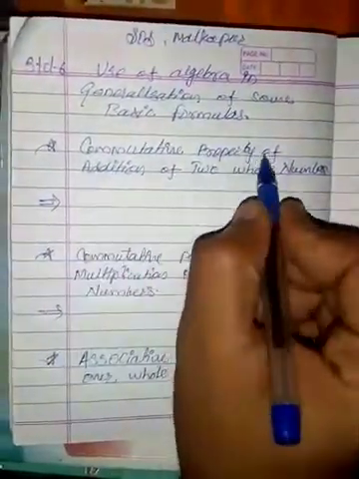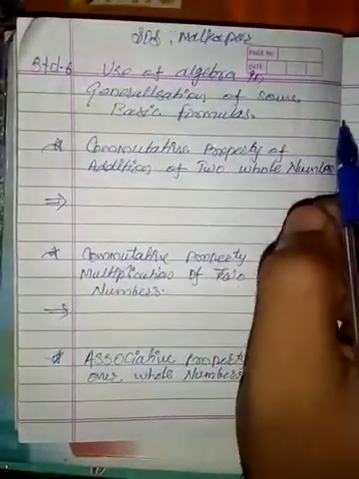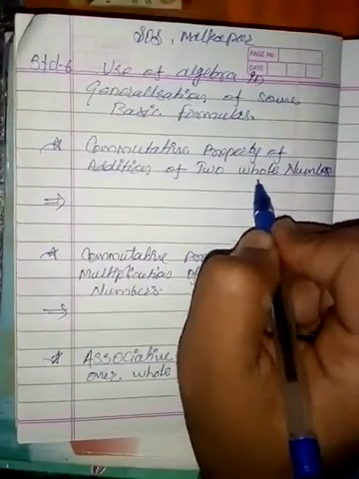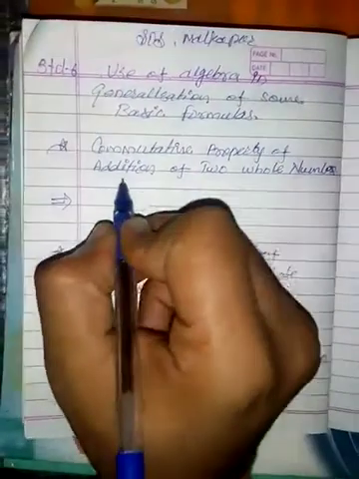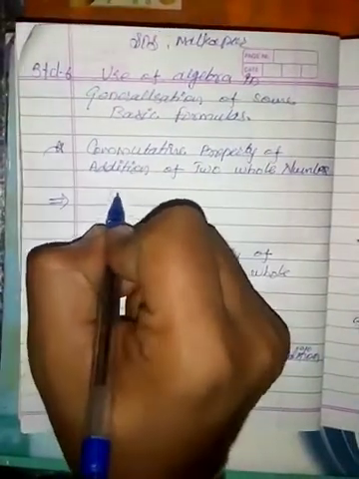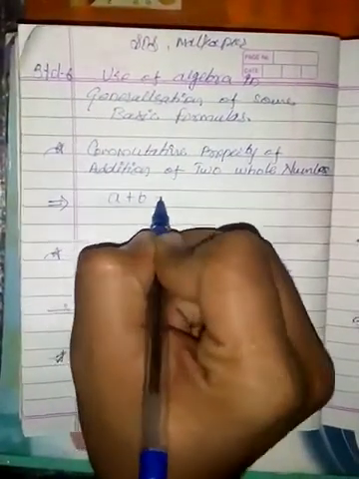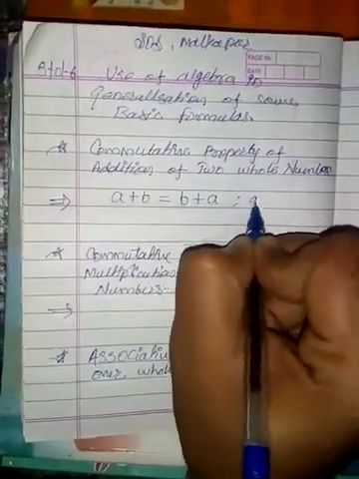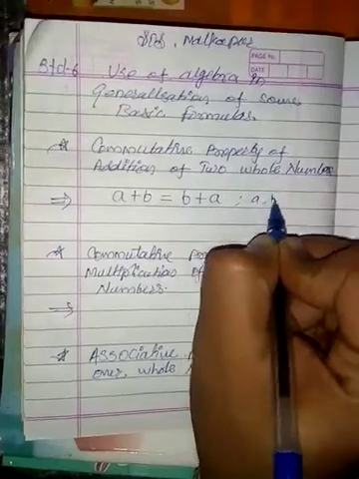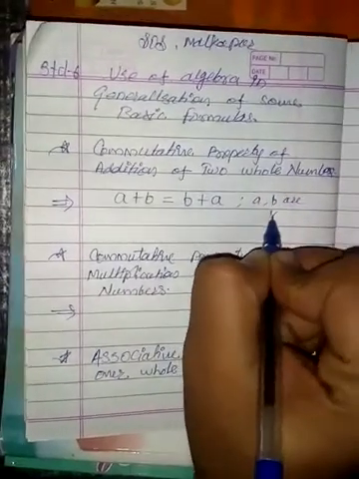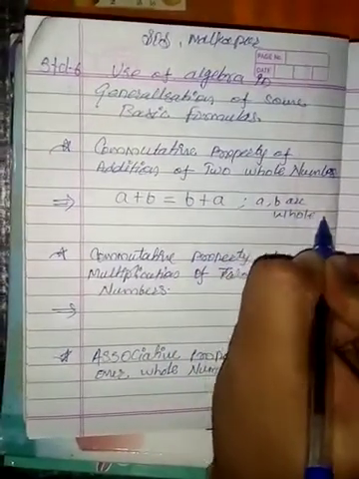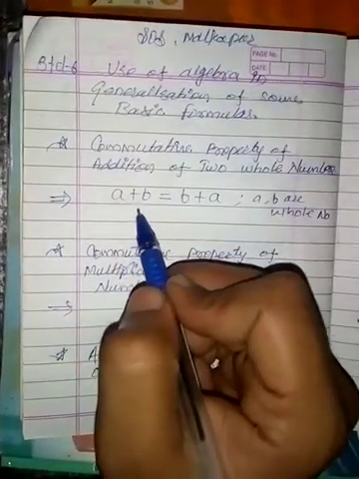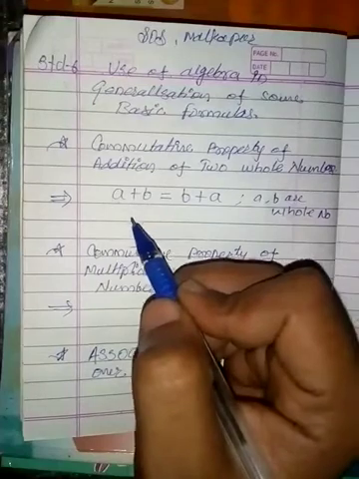Commutative property for the addition of two whole numbers. Consider a and b are two whole numbers. So what is the commutative property? A plus b is always equal to b plus a, where a and b are whole numbers. So this a and b represent all whole numbers. So this is the general formula which can be prepared.